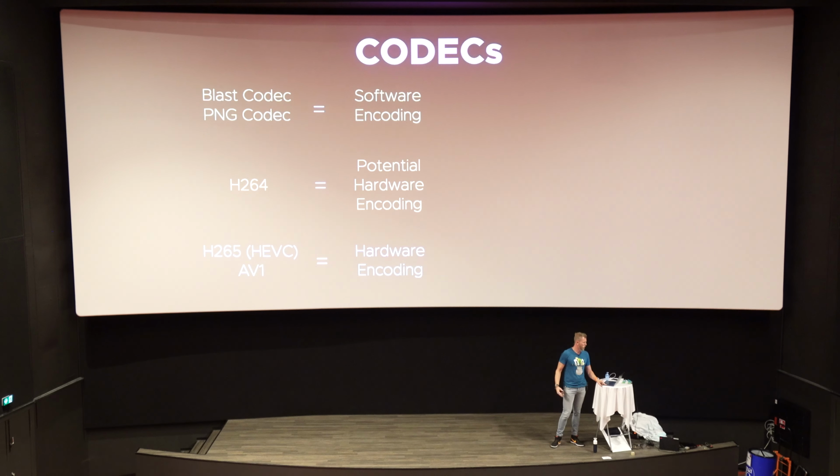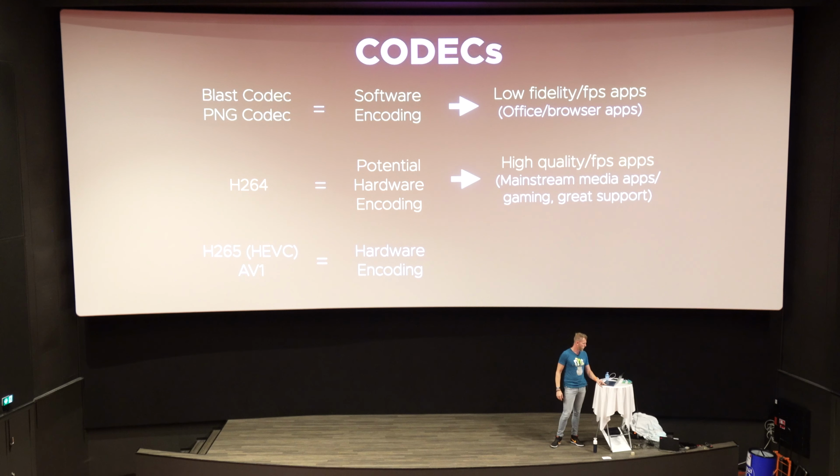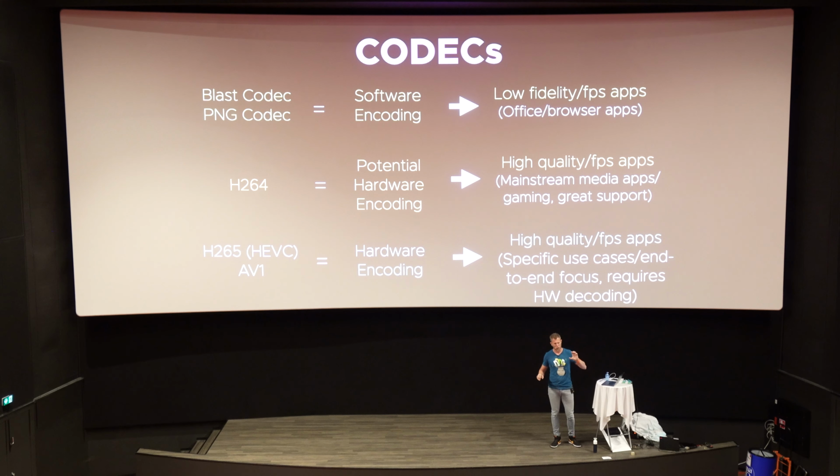Right, so we talked about those codecs. Use cases for those codecs are, and I talked about that already a little bit, low fidelity FPS use cases for software encoding and with BLAST and PNG. The difference between H.264 and H.265 is compression and quality of the images. And also really important, it's quite often overlooked and not talked about. But if you want to use H.265 and AV1, the actual endpoint, so in this case, for instance, a Mac, needs to support that as well.